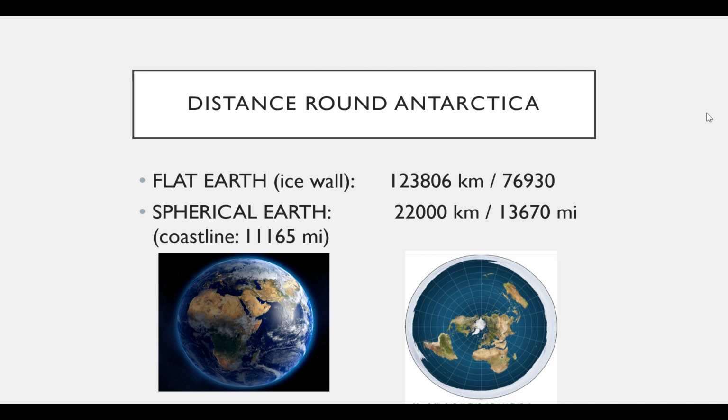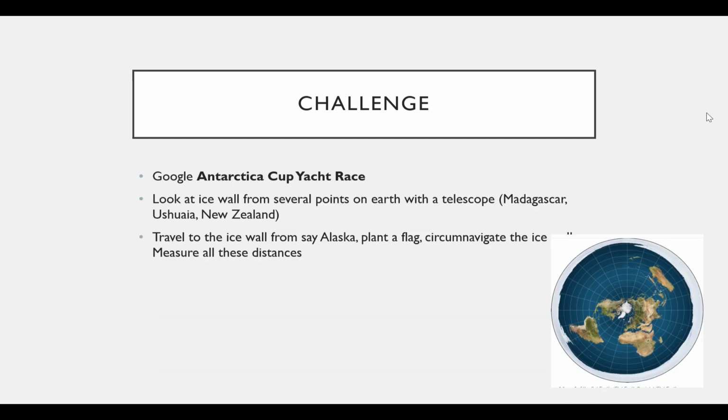It should be 123,806 kilometers, or 76,930 miles on the flat Earth. And my understanding is that it's 22,000 kilometers on the spherical Earth to circumnavigate Antarctica, or 13,670 miles. The coastline is 11,165 miles on spherical Earth. Here's the challenge then. Google the Antarctica Cup yacht race, because this is a real thing that actually happens.